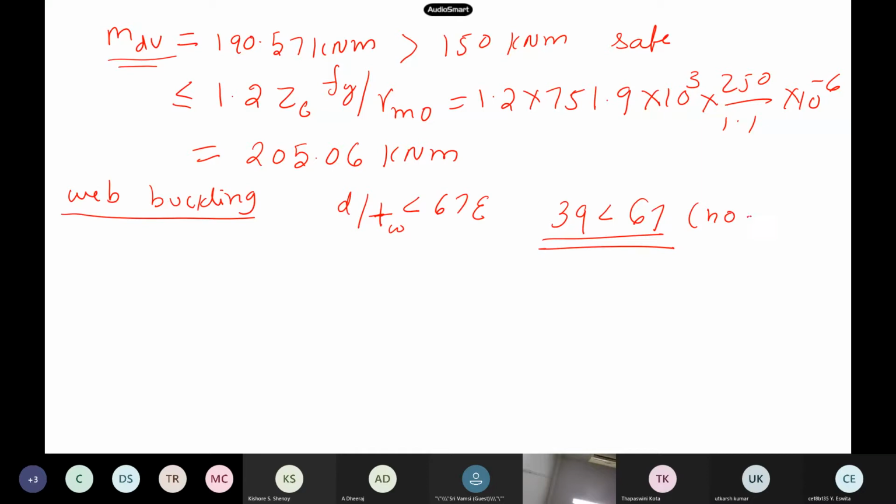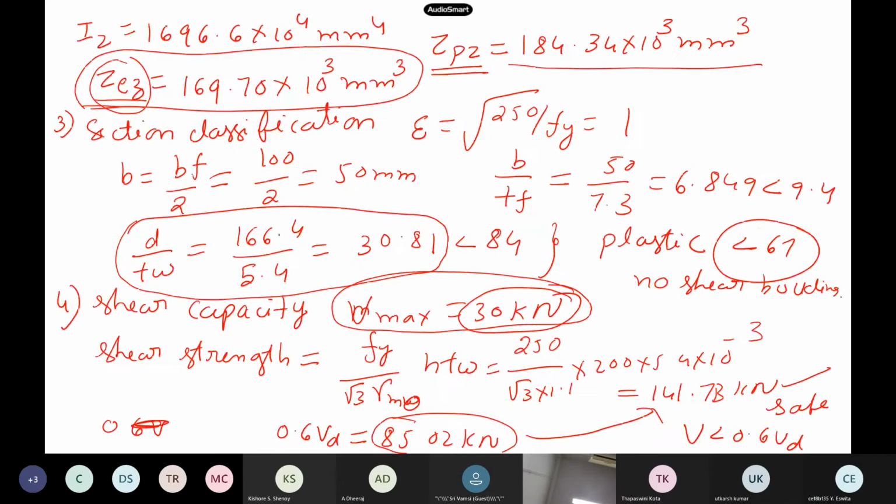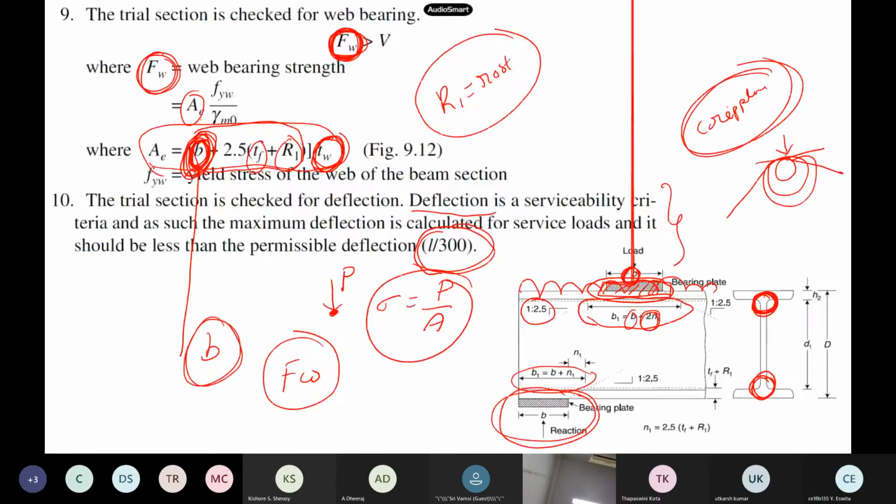I told you, right? This never happens for beams. For plate girders it happens, but not in beams. But here, web buckling you have to check, or you don't? No need to check, but what our IS code clearly mentions, you have seen in the previous class I showed you.